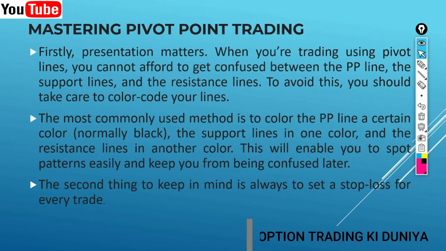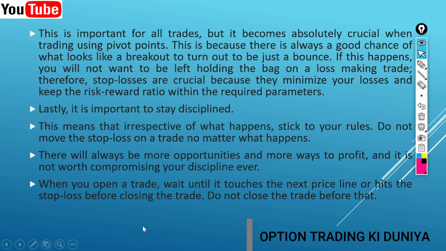So second thing is, you should always keep in mind to set a stop loss for every trade. These pivot points are very useful because they are psychological levels, so that they can be used to set the stop loss or to book profit. So let me move forward. Now it is important for all trades, but it becomes absolutely crucial when trading using pivot points. This is because there is always a good chance that sometimes a support or resistance is broken.